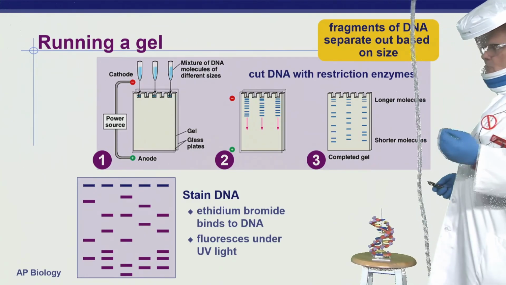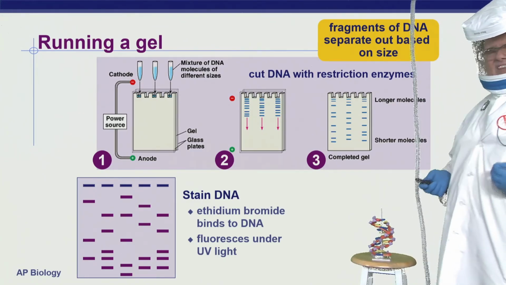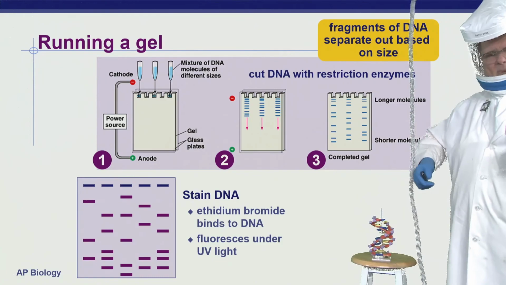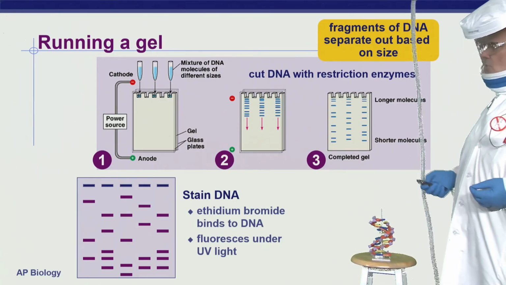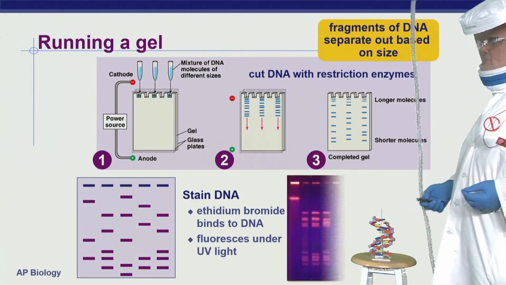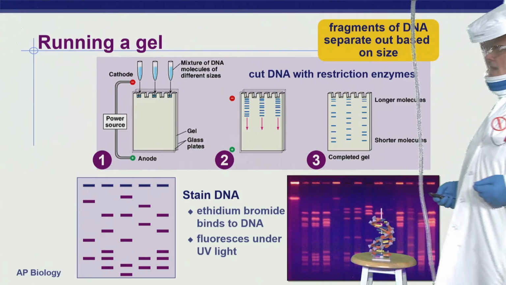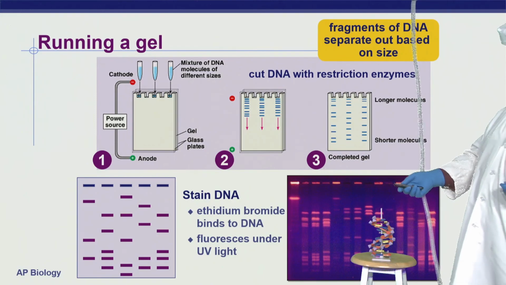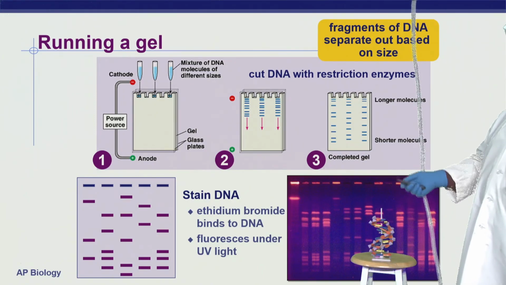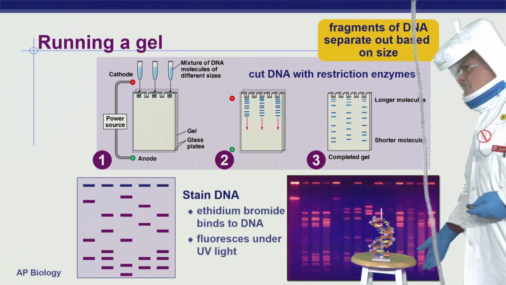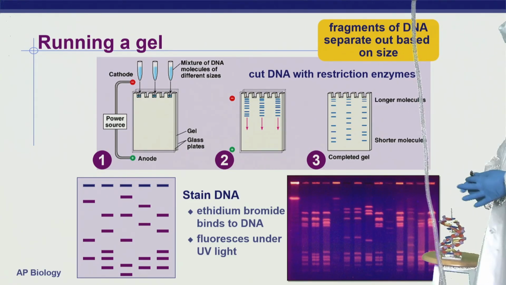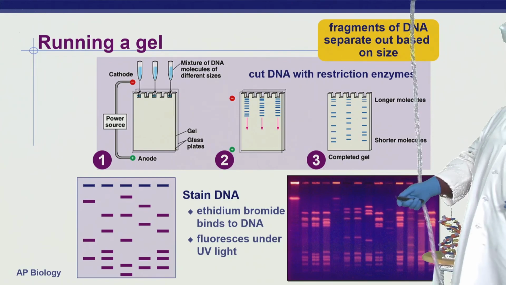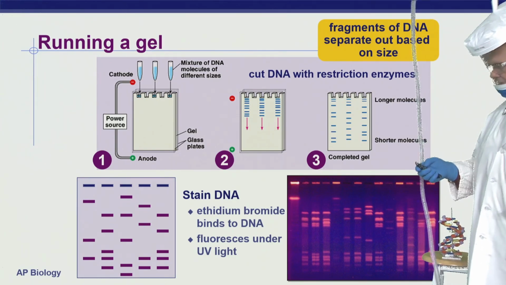And the ethidium bromide fluoresces under UV light. One of the nice things about the Carolina Blue is you do not have to have a UV light in order to see it. And there you see the gel when it's fluorescing under the UV light. And you can see which samples are similar and which are not.